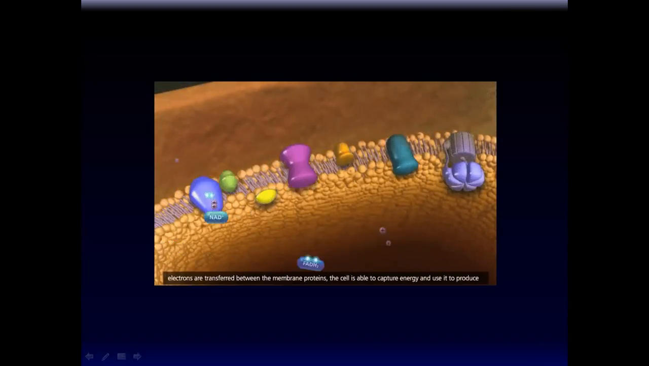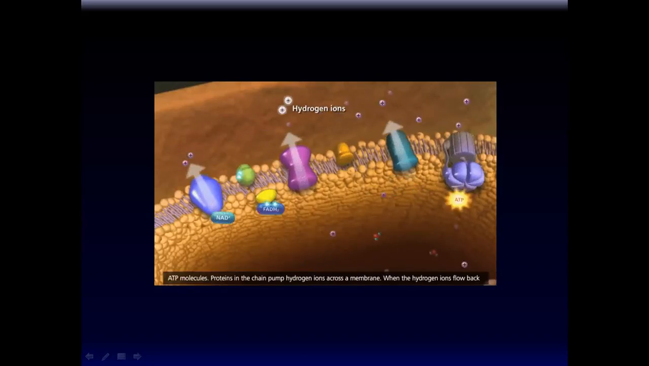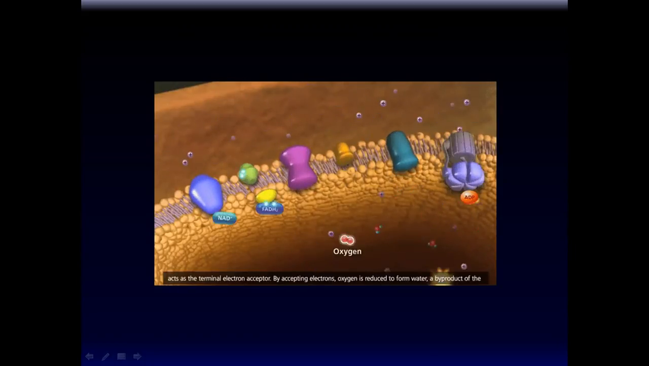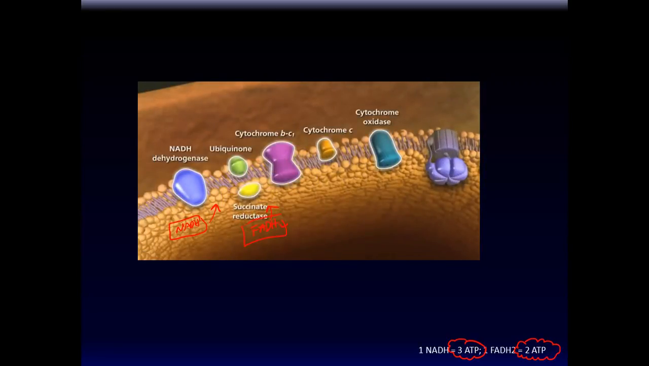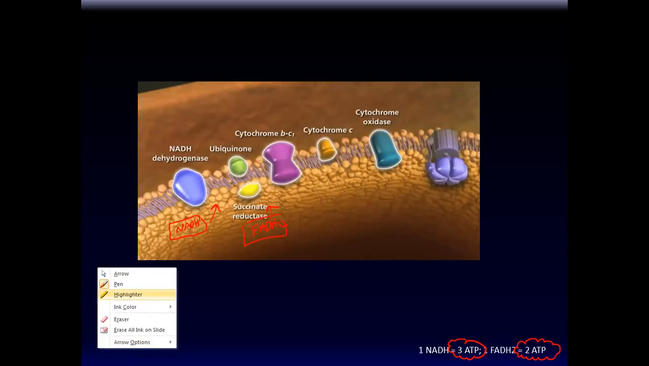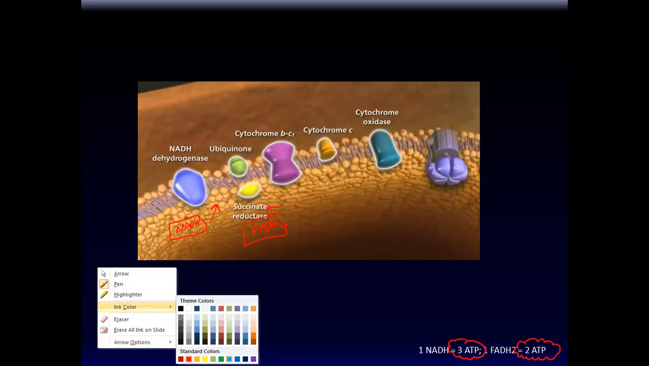Now, as the electrons are being transferred, what happens is that the hydrogen ions are going to be moving across the membrane. So if I could draw this over here, I will use a different color over here.